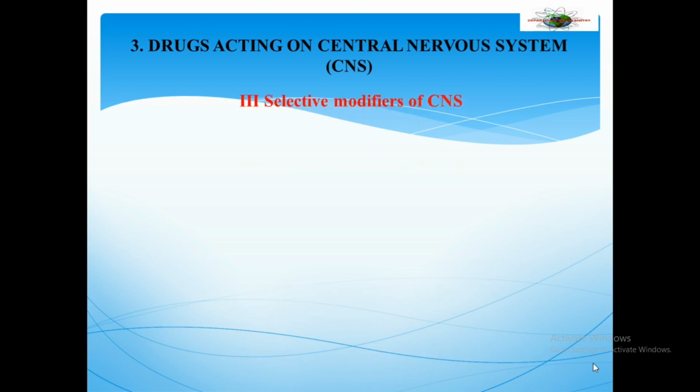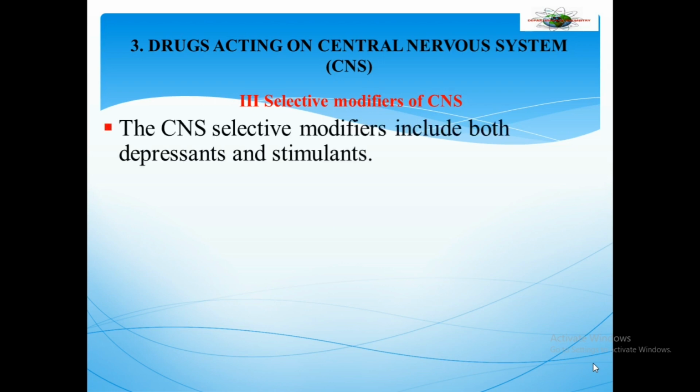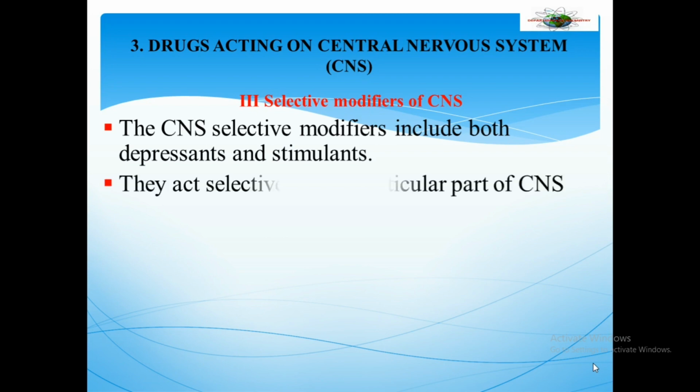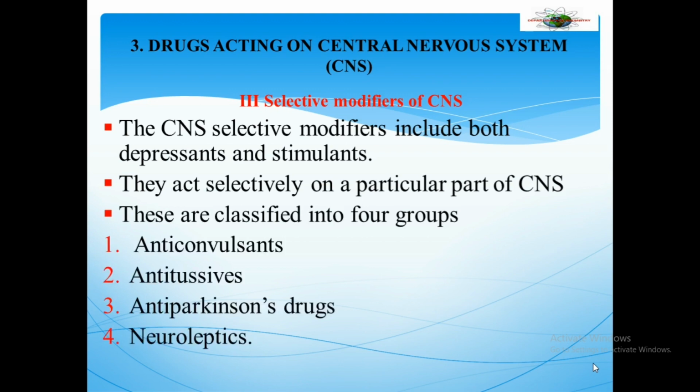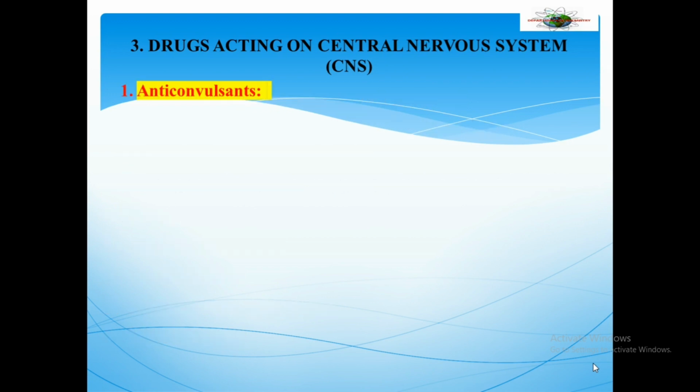Then coming to the third category of drugs acting on the central nervous system, selective modifiers of CNS. The CNS selective modifiers include both depressants and stimulants. They act selectively on a particular part of CNS. These are classified into four groups: anticonvulsants, antitussives, anti-Parkinson's drugs, and neuroleptics. Coming to the first selective modifier of CNS, anticonvulsants.